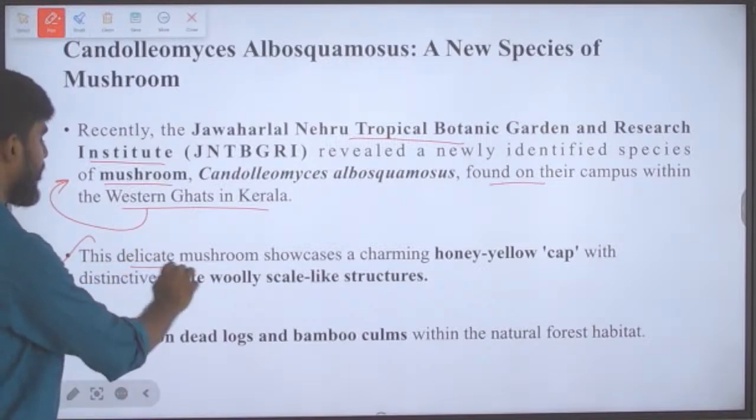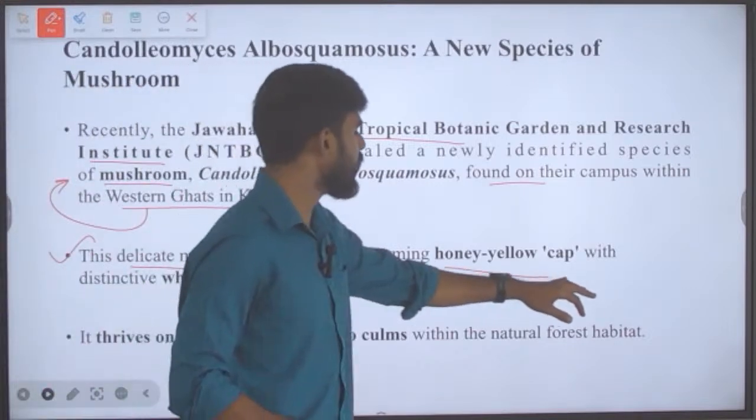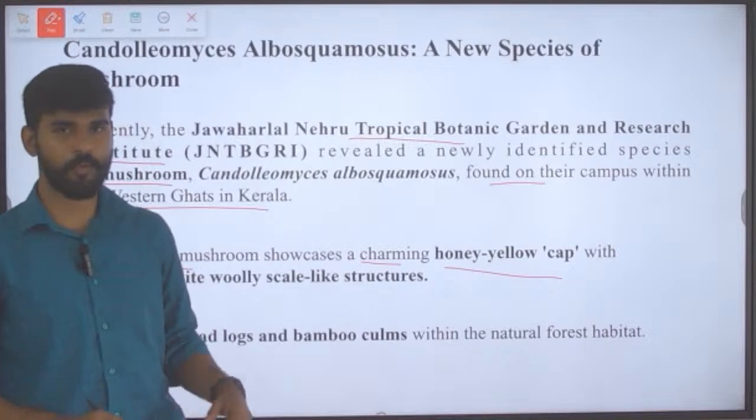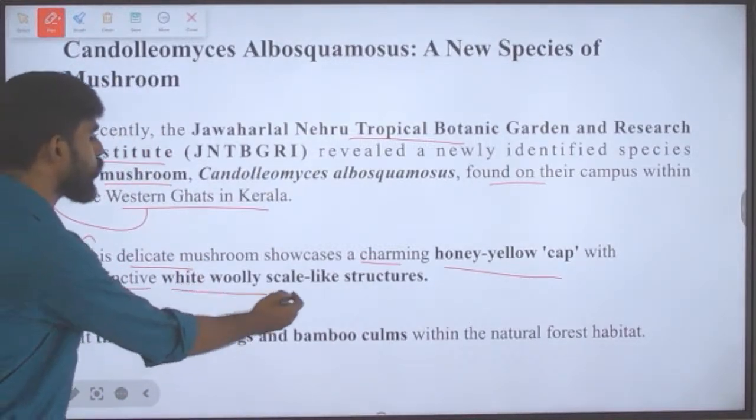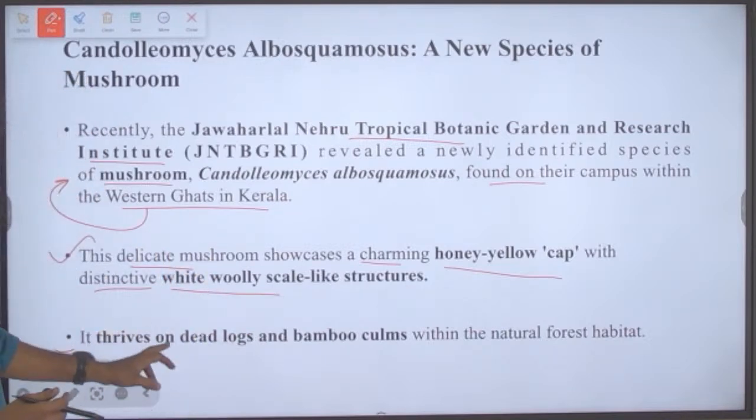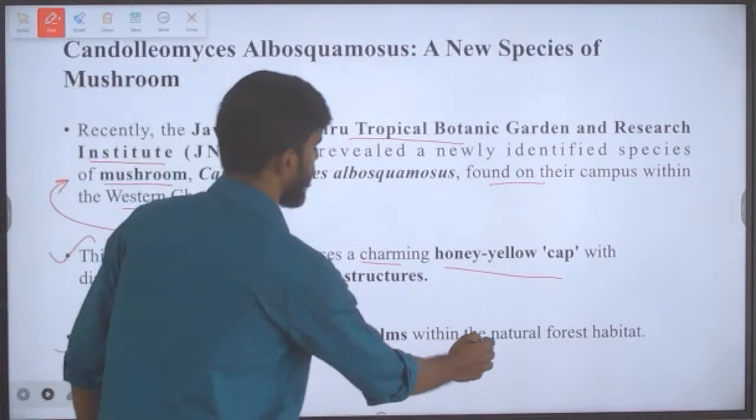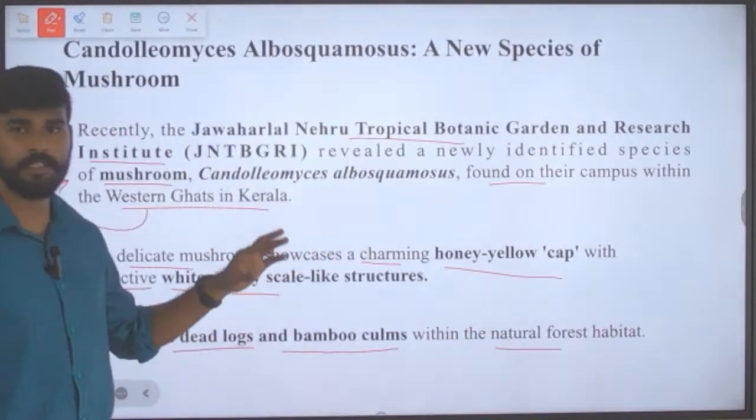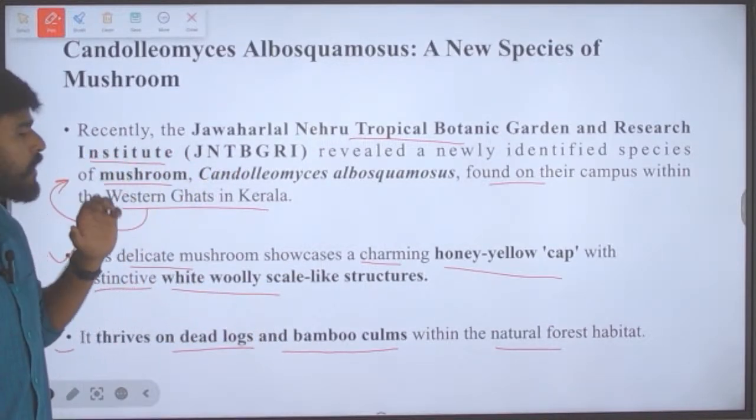Next, this delicate mushroom shows a charming honey yellow cap. Okay, it has a honey yellow cap with distinctive white woolly scale like structures. So this is its structure, and it thrives on dead logs and bamboo clumps within the natural forest habitat. So these are all the features of this particular mushroom species which we need to understand.